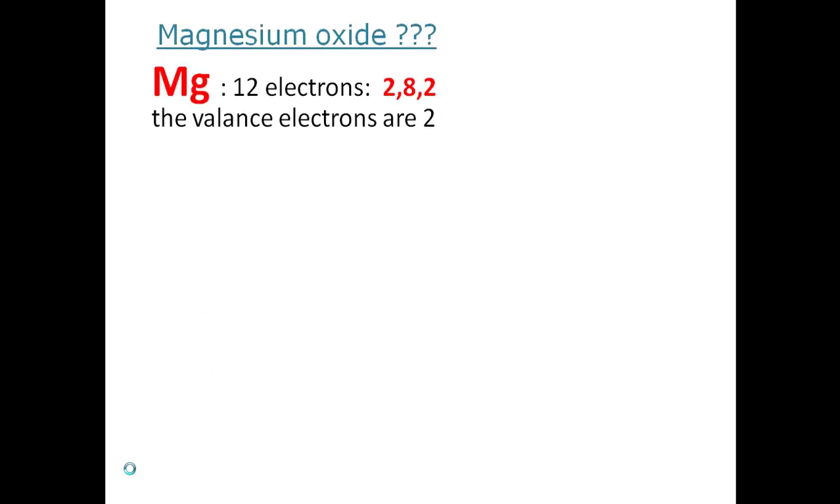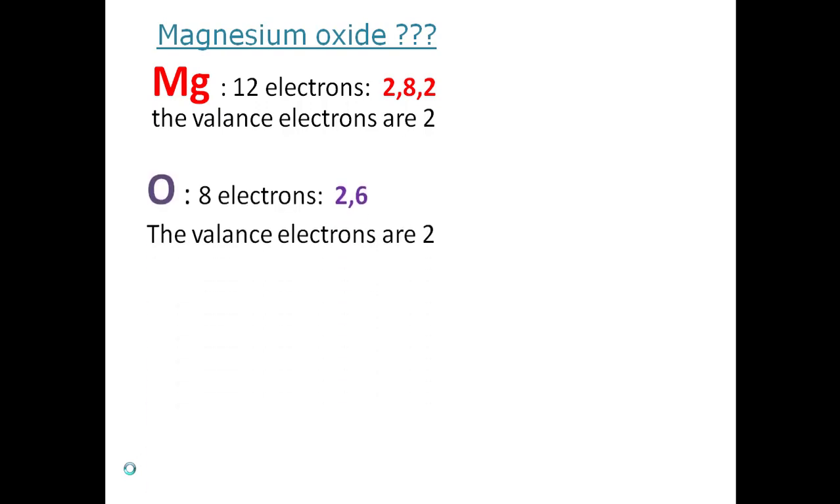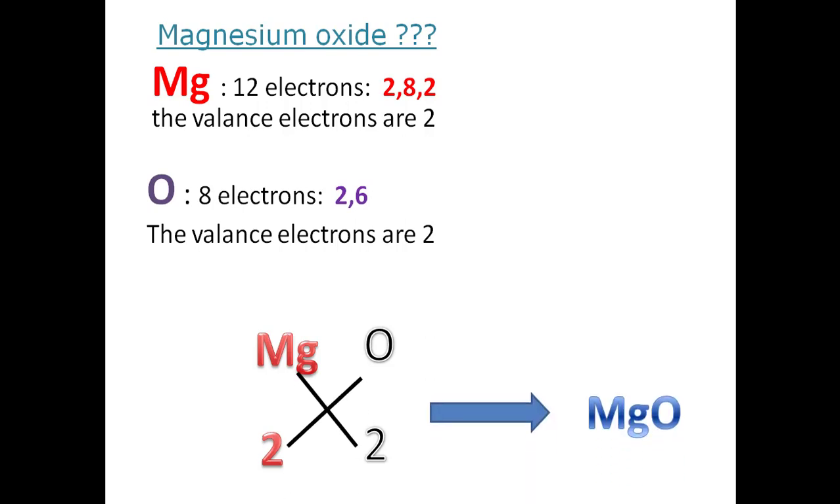Magnesium oxide. We start with magnesium atom here. It has 12 electrons. The outer shell is filled by 2, so the valence electrons are 2. What about oxygen? It has valence electrons of 2 because it has 6 electrons in the outer shell, and actually it needs 2 electrons to fill its outer shell. We write magnesium atom with its valence electrons. Same for oxygen with its valence electrons, but here the ratio between valence electrons is 1 to 1. So we don't care about the numbers and we write them like MgO.